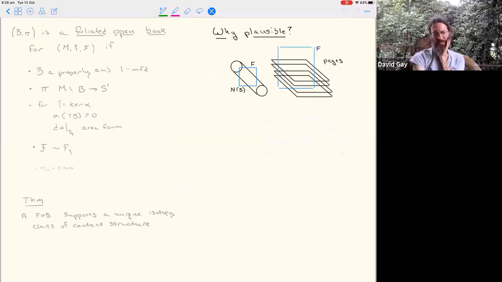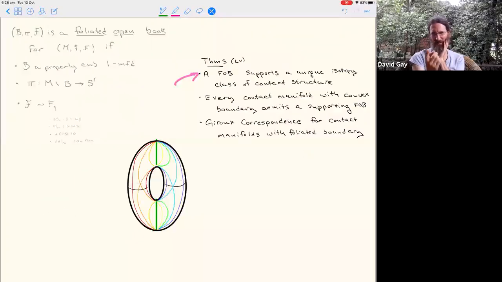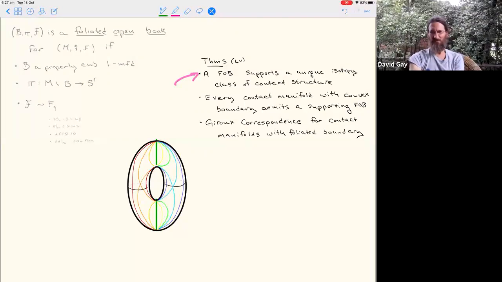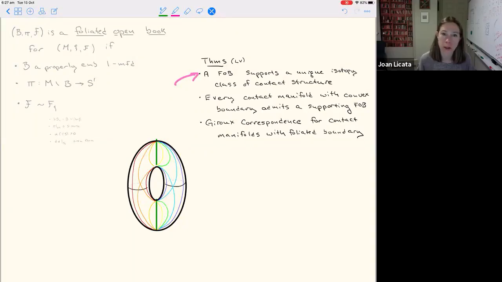Quick question, Joan. I think I know the answer, but this is more general than the Giroux correspondence. Is it proved by using the original Giroux correspondence? It's proved via the Giroux correspondence for partial open books. One of the things that I won't talk about in this talk is that the partial open books and foliated open books are, if you throw away the boundary data, constructions for the same kind of object, a contact manifold with boundary, and you can move between them with a little bit of work.